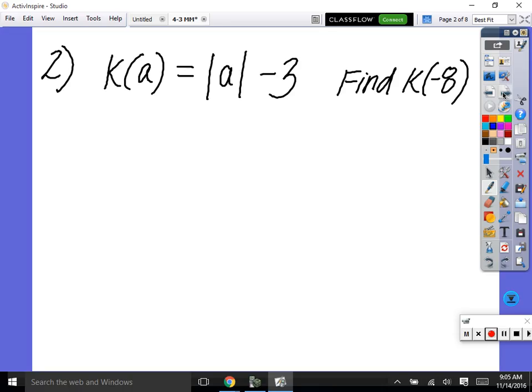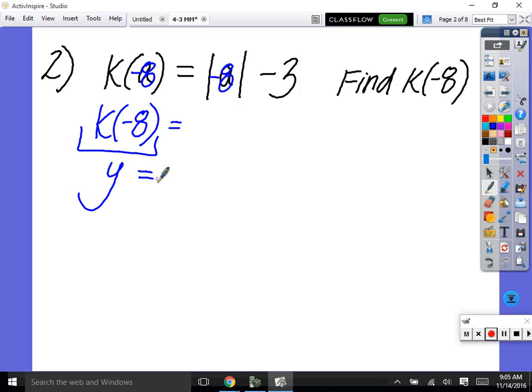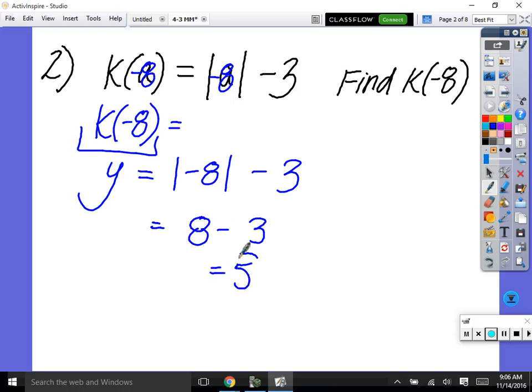All right, so let's plug in. We're doing K of negative 8. So we're replacing negative 8 wherever there's an A. Once again, we're not calculating this piece. That's just like y equals. So we have the absolute value of negative 8 minus 3. Let's simplify that. What is the absolute value of negative 8? Absolute values make it positive. So this is really 8 minus 3, which is 5. Our answer is 5. We evaluated our function at negative 8 and got out 5. Everybody understand? Pretty easy, right?